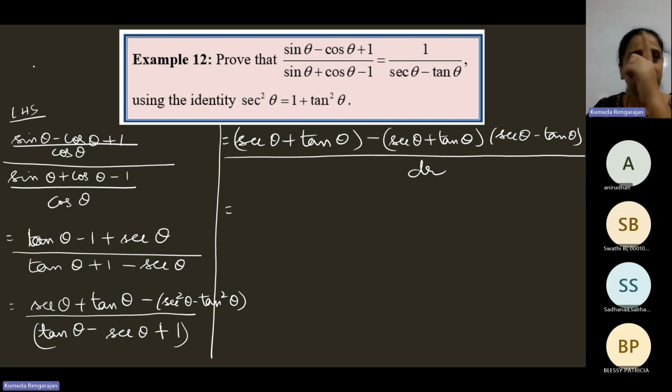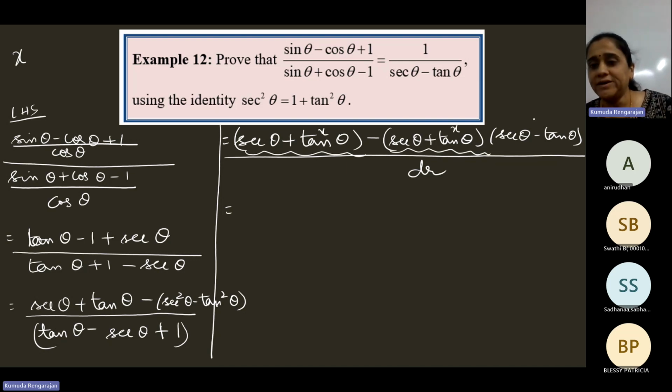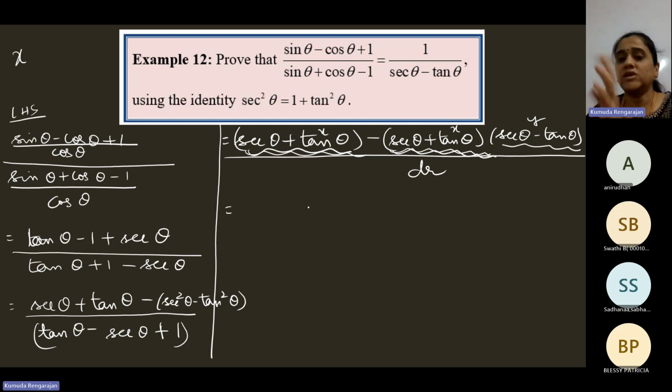Now, again, like we saw in the last class, this one is like x. And you have the same thing here, x, secant theta plus tan theta, into y, secant theta minus tan theta. The numerator is like x minus xy. Why are we just calling this x? See, here secant theta plus tan theta, here also secant theta plus tan theta. So I'm just giving it some variable, x and x. And this is secant theta minus tan theta, so that whole thing I'm calling y. So the numerator is like x minus xy.